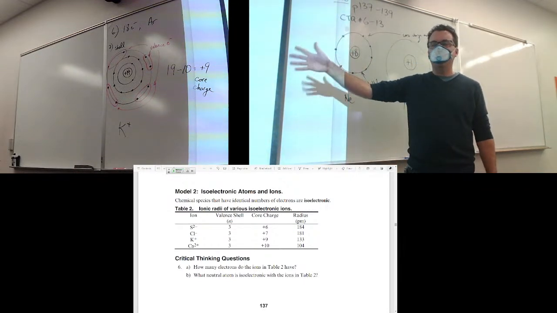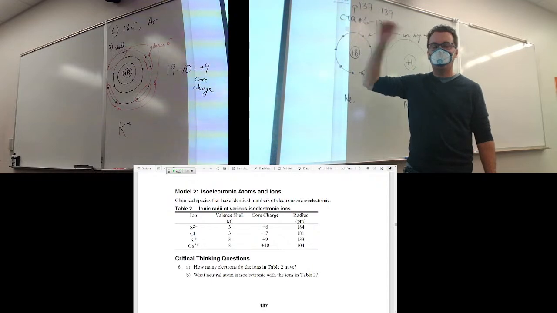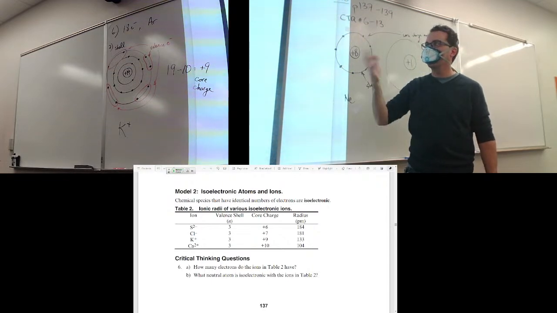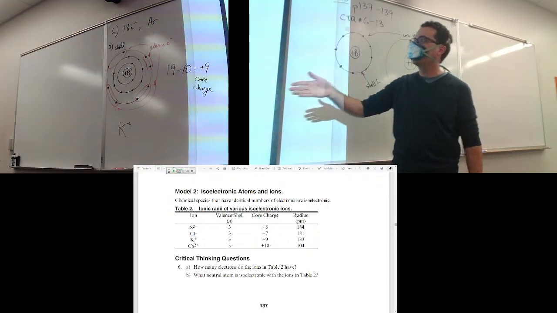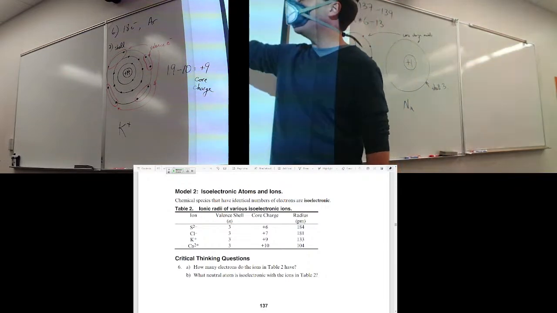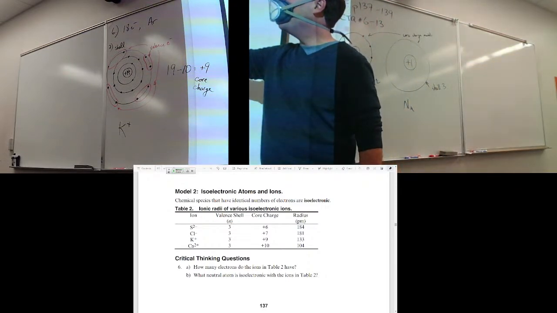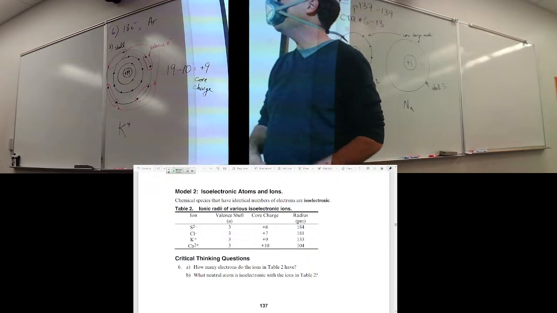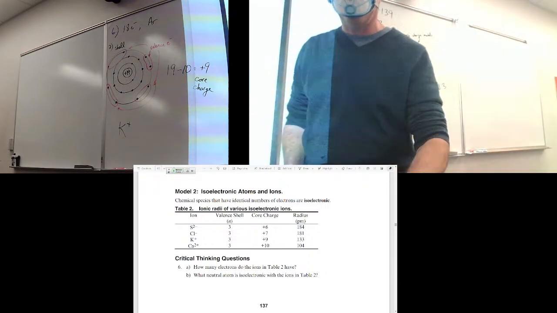So this is different than looking at the periodic table and understanding where the size is, because we're talking about different charges now. These are all isoelectronic, but different charges to each other even. So you have to think about it in a different way.